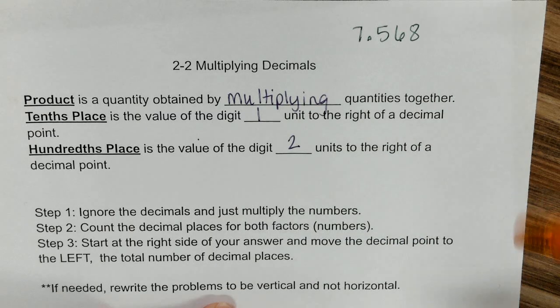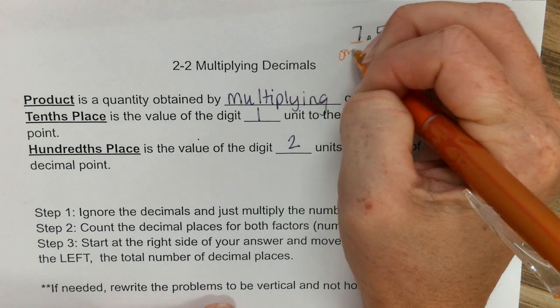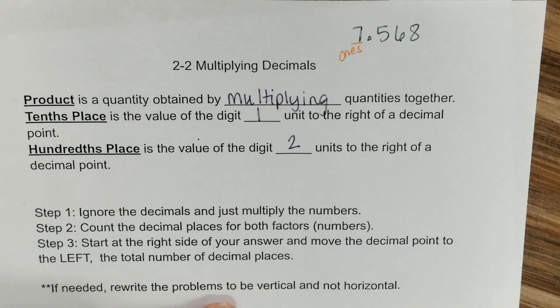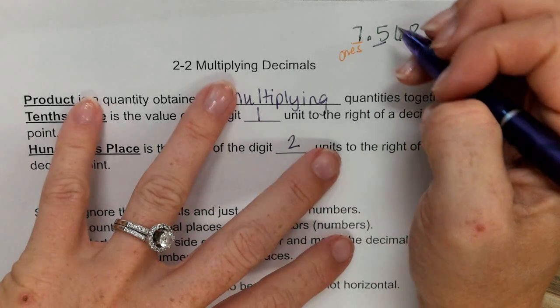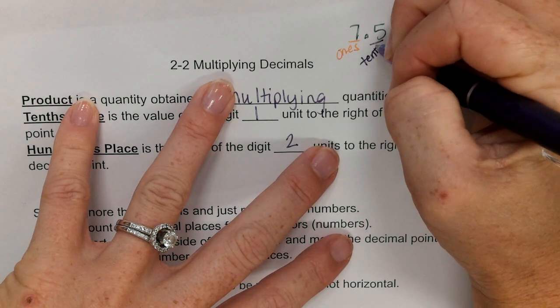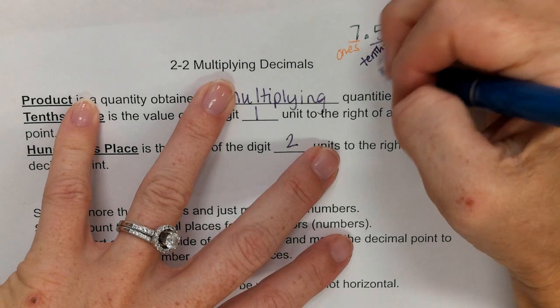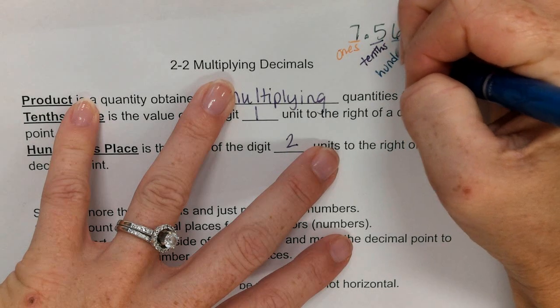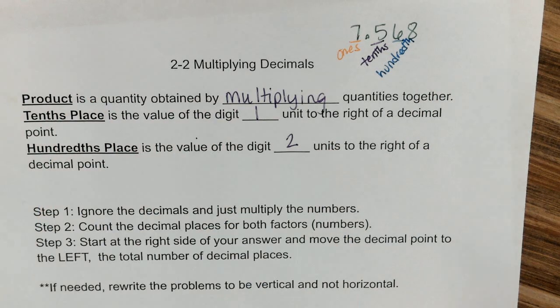Okay, this 7 is in what place value? This is the ones. The 5 is in the tenths with a TH at the end. Tenths. The 6 is in the hundredths with a DTH. And then the 8 is in the thousandths. Okay.